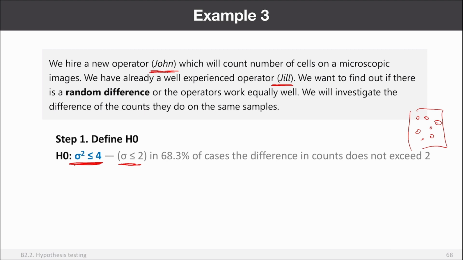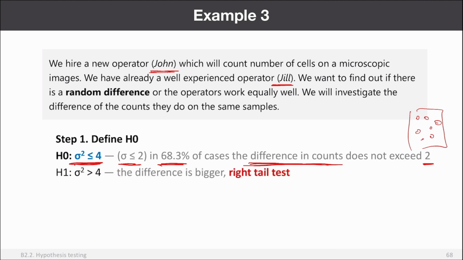And you remember that if it's a normal distribution, then in 68.3% of the cases, values will not go beyond plus or minus 1 standard deviation. So if the standard deviation is 2 or less, it means in 68.3% of the cases, if you really run this experiment a lot of times, billions of times, then the difference in counts will not exceed 2. So in 68.3% of cases, the difference between John and Jill will not exceed 2. So sometimes plus 2, sometimes minus 2, sometimes plus 1, sometimes minus 1. But in 68.3% of cases, no more than 2 in absolute value.